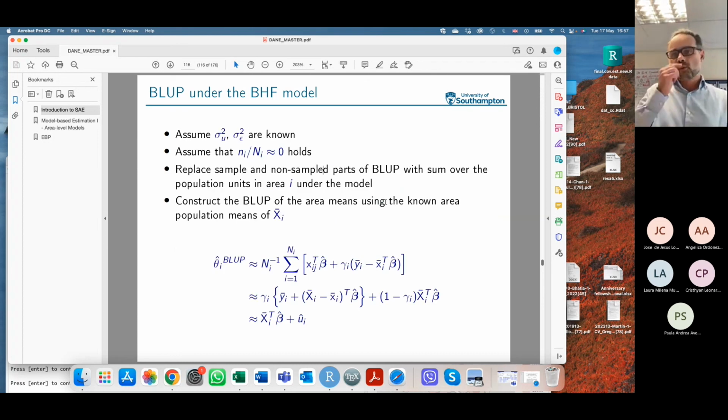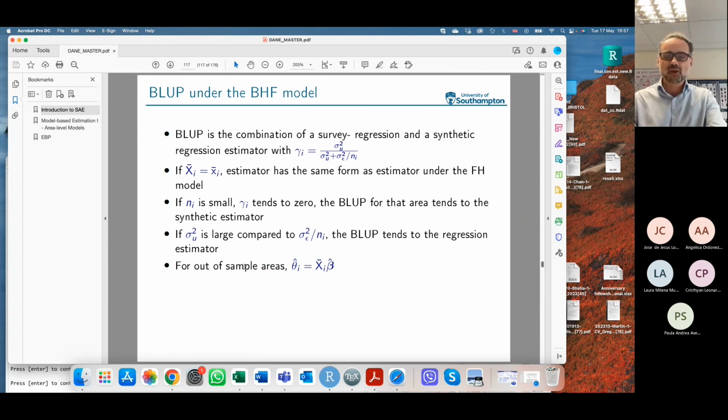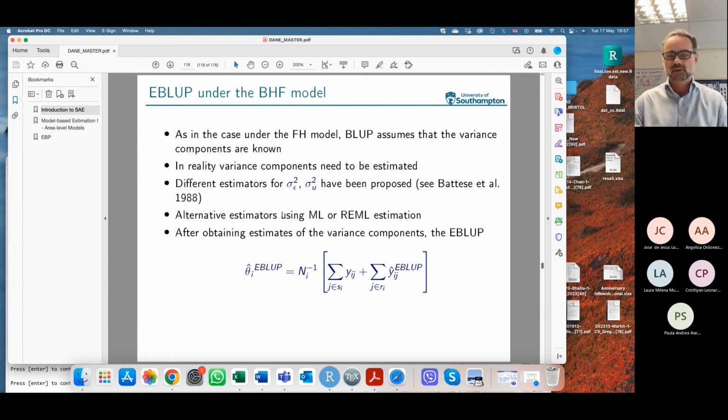Okay, and what we showed here is that for small area means, the only thing you need to know is the population values of the covariates x in every area. And if you know that and you fit the model, then you are ready to get your BLUP estimates under this model. And replacing the unknown variance components with estimated variance components will lead you to the empirical best linear unbiased predictor, which looks like that. Okay, so that's effectively where we are at the moment.